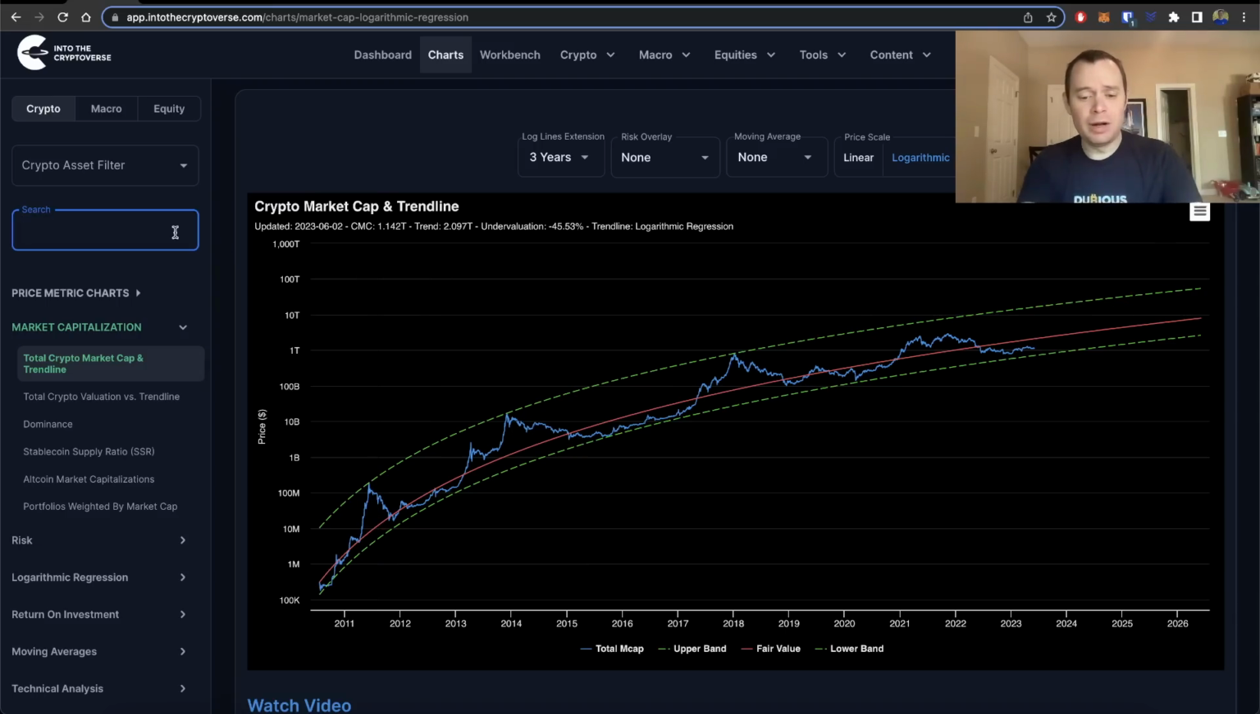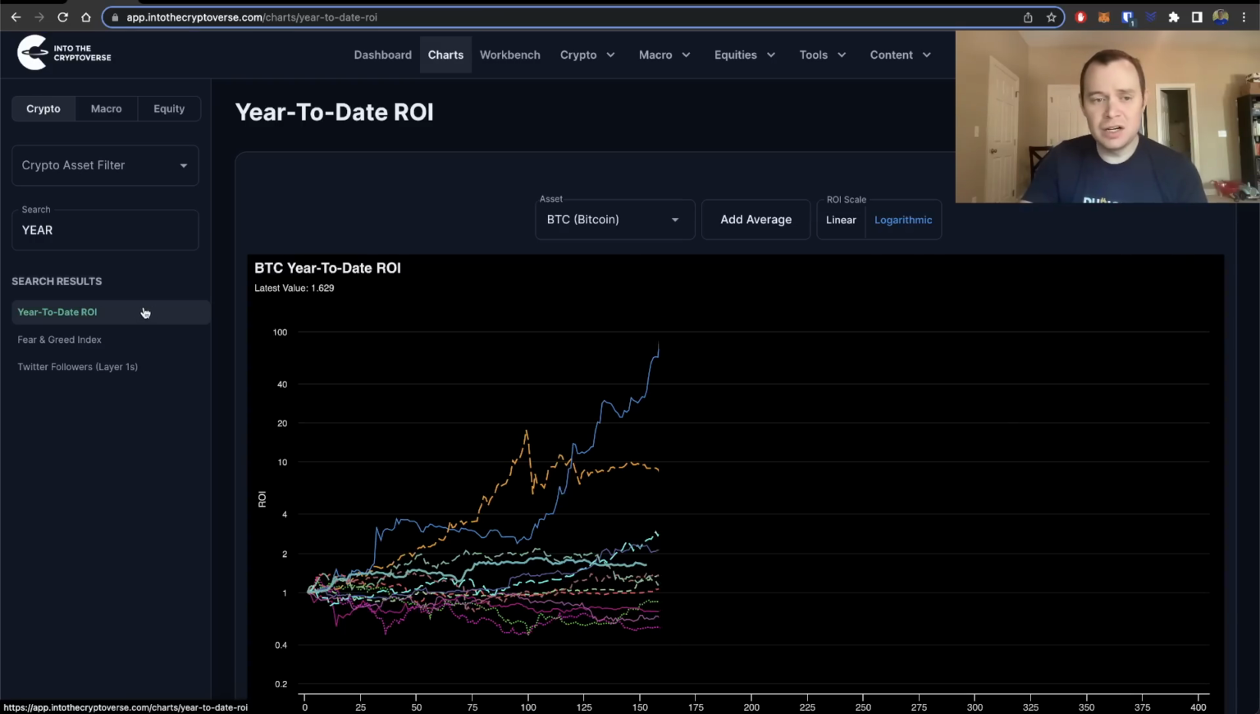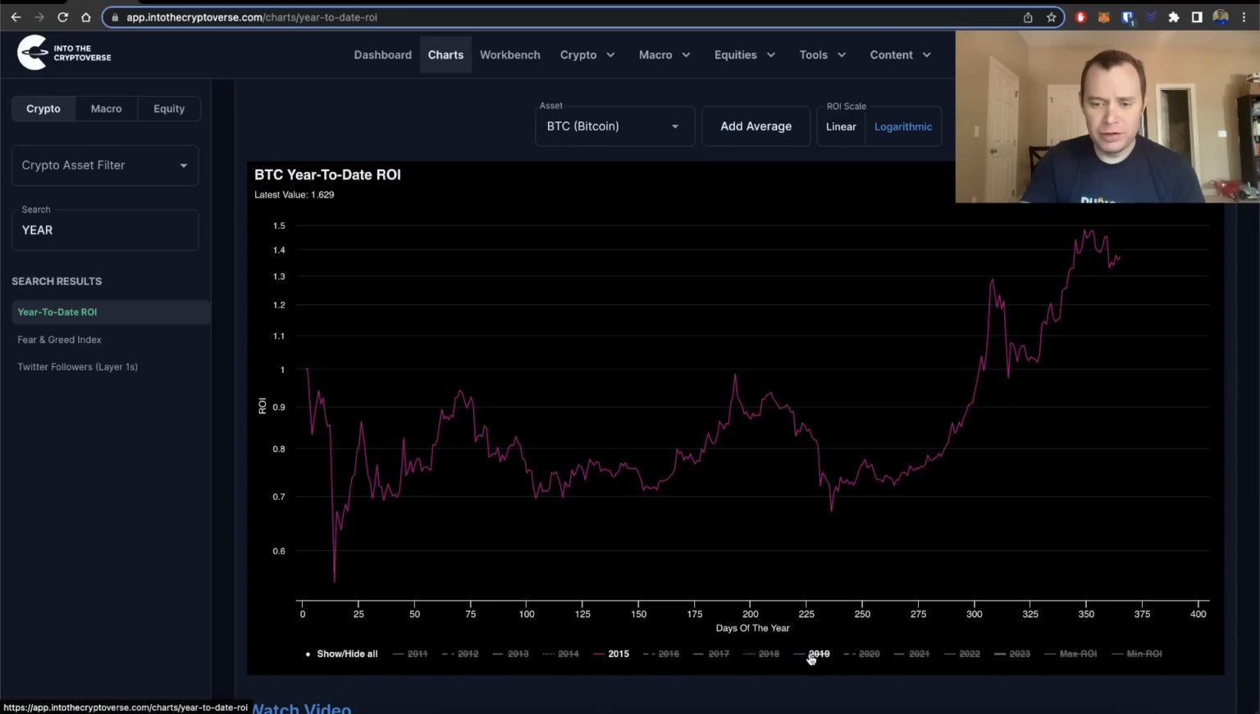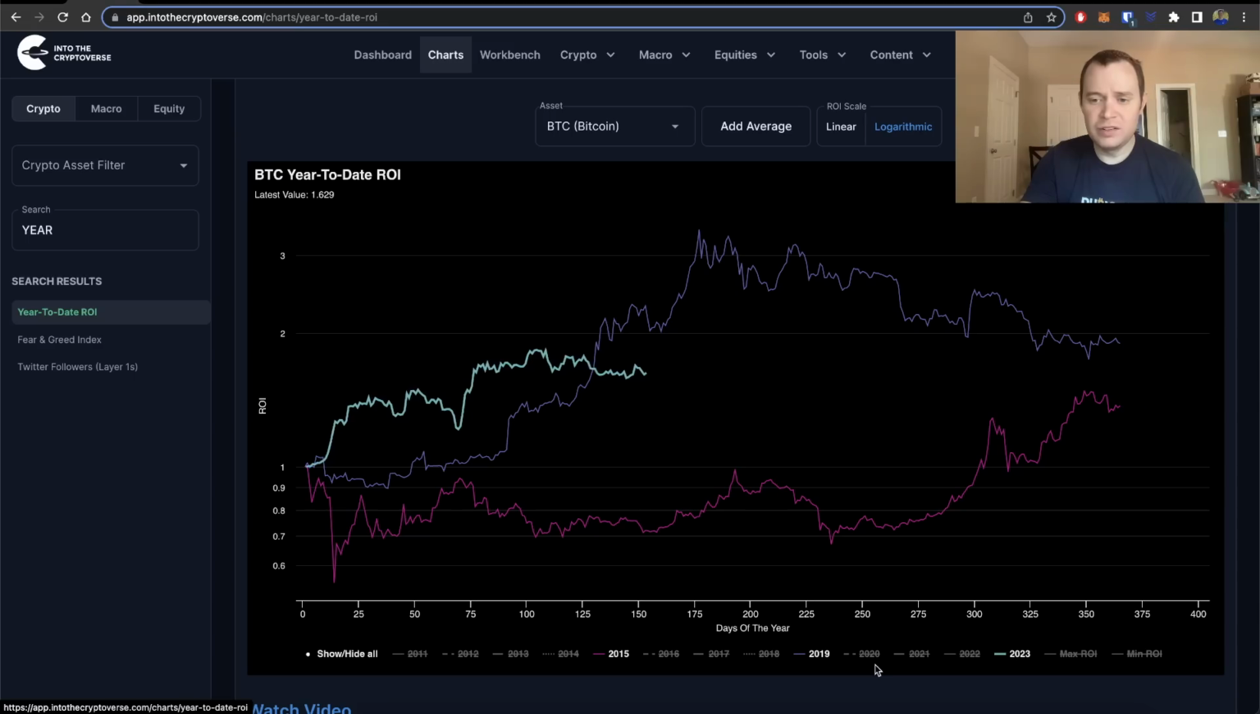And if you're not familiar with what I'm talking about, just go take a look at the year-to-date ROI. And just hide everything and just look at the pre-halving years. You have 2015, 2019, and 2023. And I mean, you can see that 2023 so far has been a somewhat tempered version of 2019 now that we've gone below it, but it's also been a more impressive version of 2015.